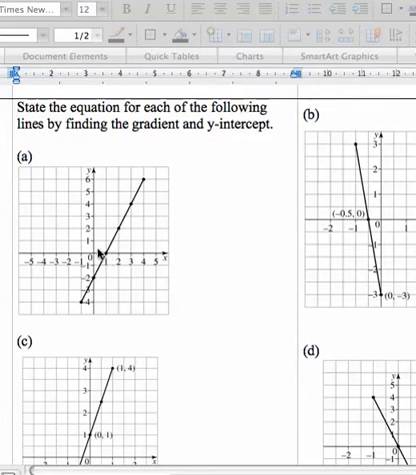Before we actually do that, just check your gradient. Are we going up the hill or down the hill? I can see I am going up the hill, not down the hill. Therefore, this gradient is positive. That's our first step. And now we do our rise and run.